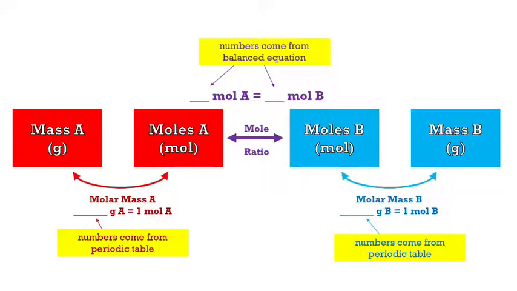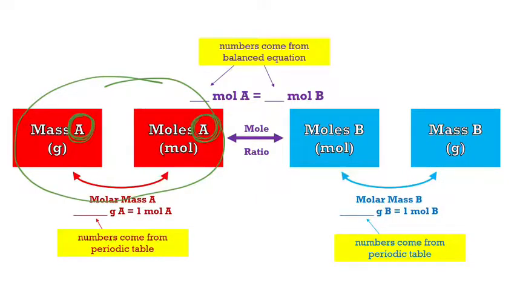What we see over here in red is all of the stuff talking about our first substance, substance A. And A is just a placeholder depending on what reaction you have in your question and what specific substances it has in there. But either way, we're going to be starting with this A stuff. And the question is either going to give you grams or moles of A. Those are the only two units we can have.